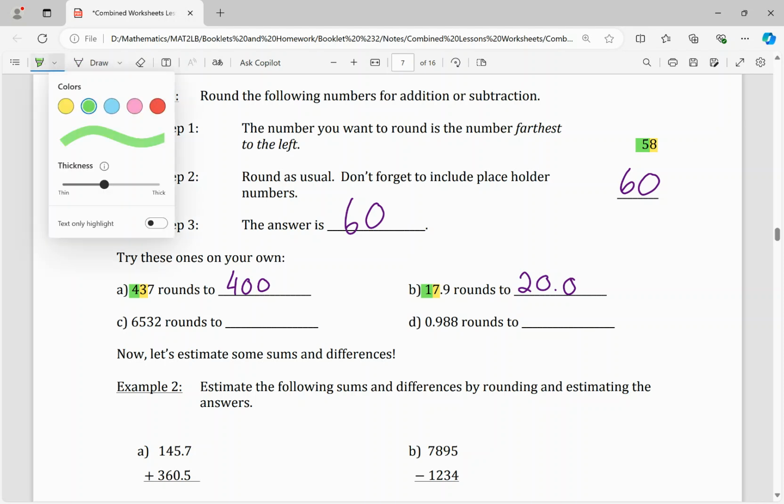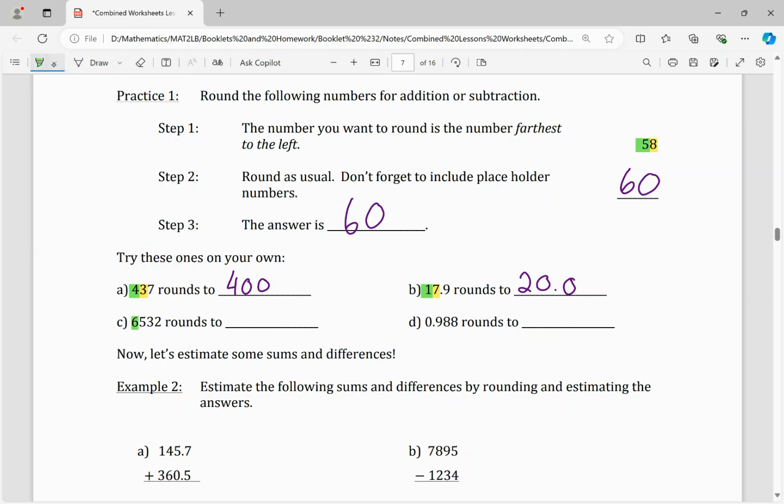Example C, we're rounding the 6. We look to the number to the right for help. Whoops, I accidentally highlighted one too many. The 5 tells the 6 to round up, so this rounds up to 7,000.